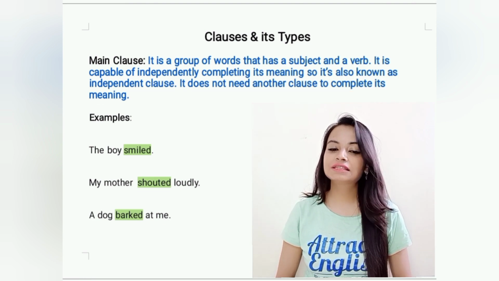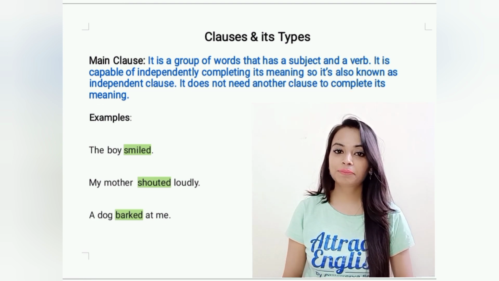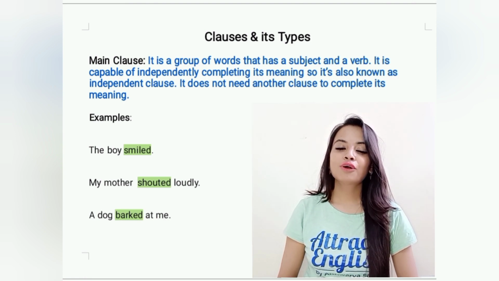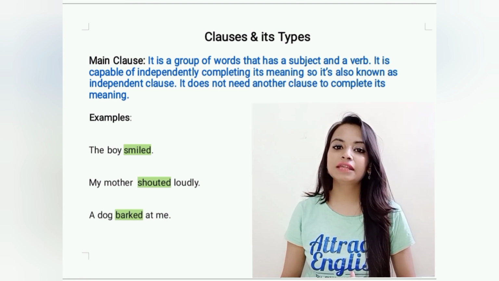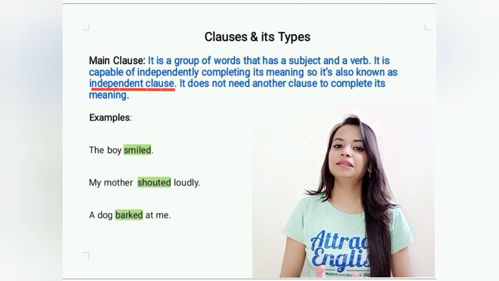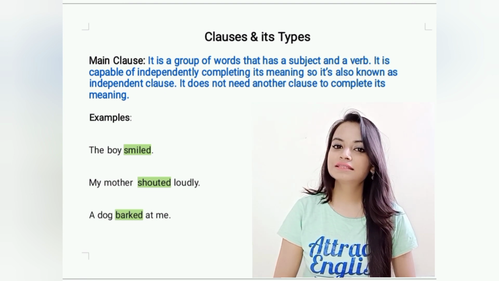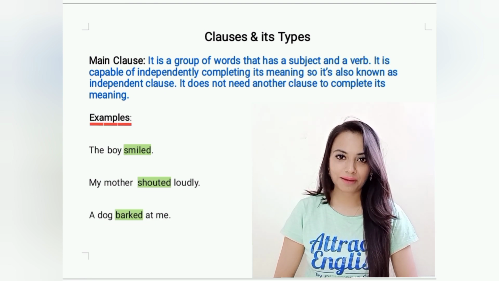So we just discussed the definition of an independent clause, and main clause is exactly the same. Or we can say that main clause is just another name for an independent clause. Let's understand this better with the help of some examples.